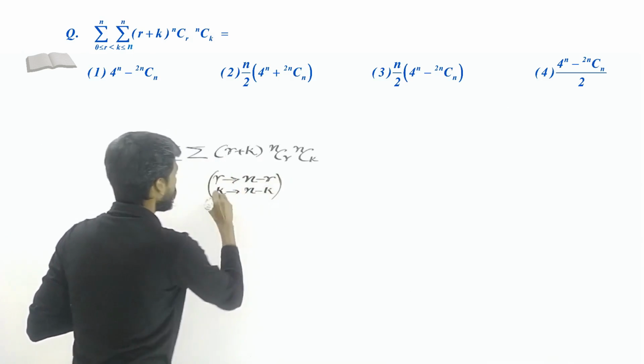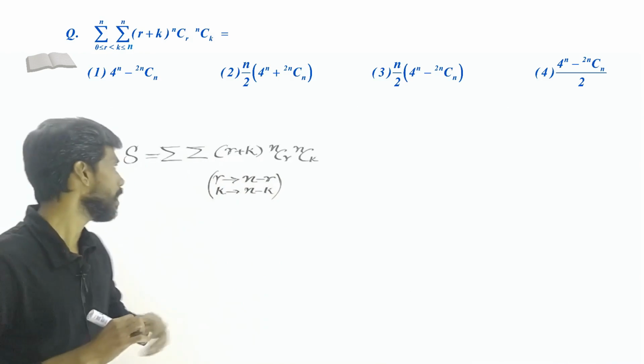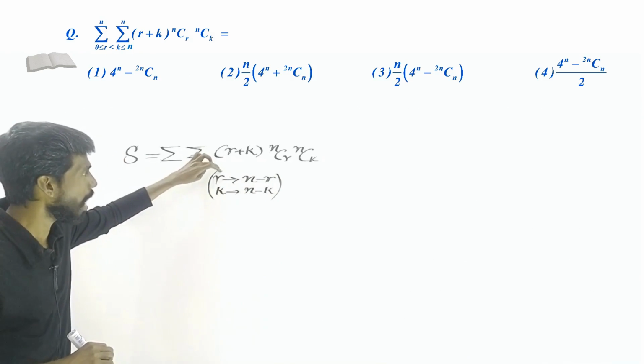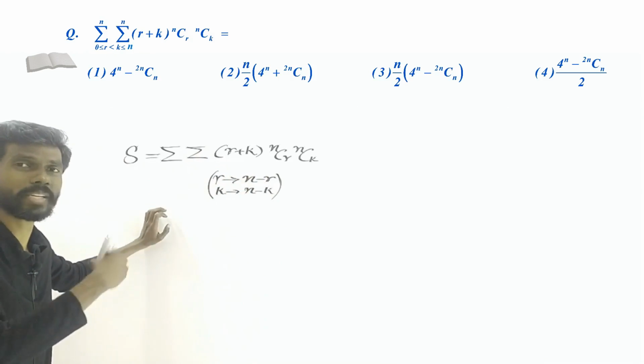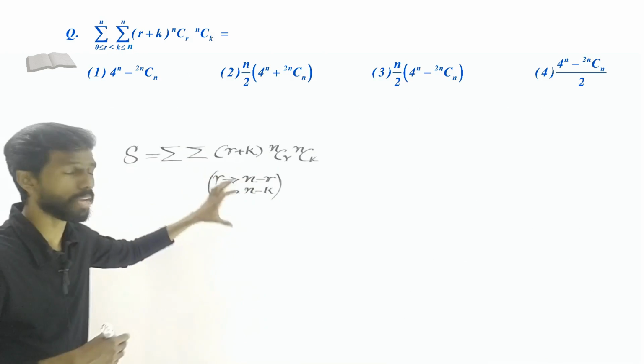Will it make a difference? Only the order will be reversed, because r has values 0, 1, 2, 3, etc., and n minus r has values n, n minus 1, n minus 2. So the same values, but the order is reversed.